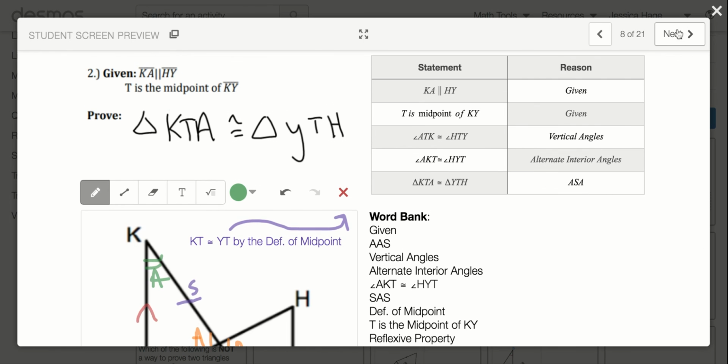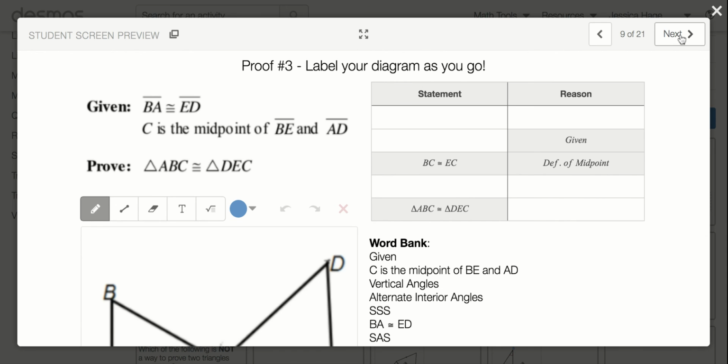And then our last proof. Always put your givens in. Control C, Control V. We're going to go through and mark those. We have C is the midpoint of BE and AD. It'll be very important that we mark both of those.